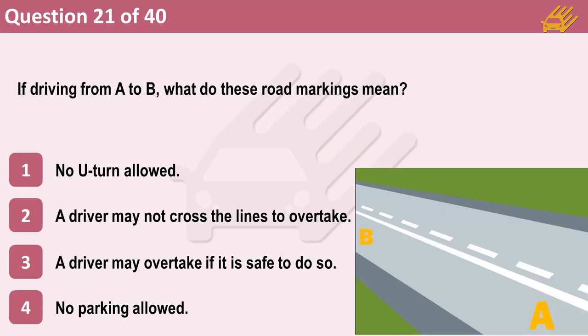If driving from A to B, what do these road markings mean? 1. No U-turn allowed. 2. A driver may not cross the lines to overtake. 3. A driver may overtake if it is safe to do so. 4. No parking allowed.